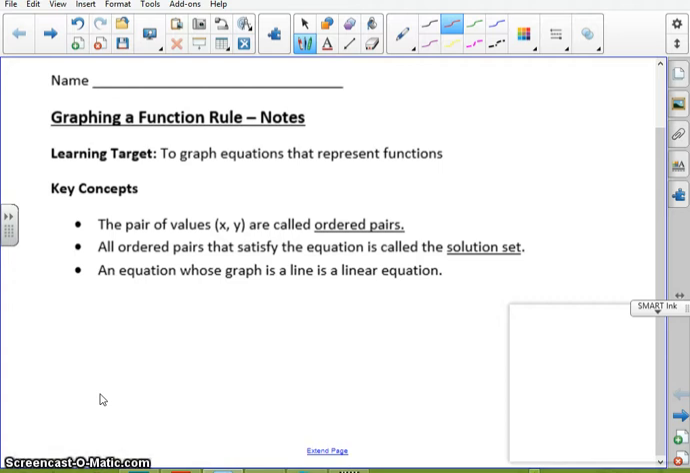The key concepts, of course, you guys should already know: a pair of values, the x and y values, are called ordered pairs, and all ordered pairs that satisfy the equation are called the solution set. And we've talked about this already: an equation whose graph is a line is a linear equation. So keep that in mind.